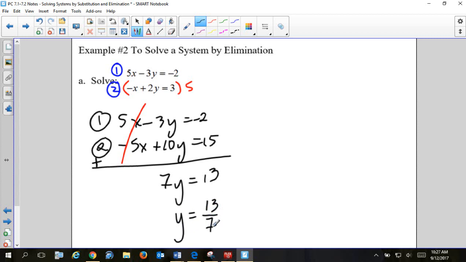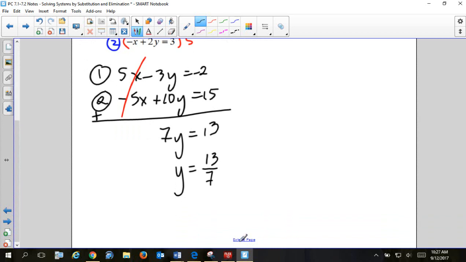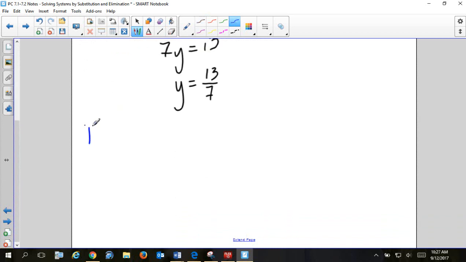Oh my gosh, it's a fraction, it must be wrong, right? No. When we were doing graphing, I didn't give you answers that landed as fractions because it's too hard to see that when you're graphing. It's almost impossible. But now we're doing solving by algebra, we can get fractions. So we got 13/7. We got an answer. So now we're going to plug in that answer.